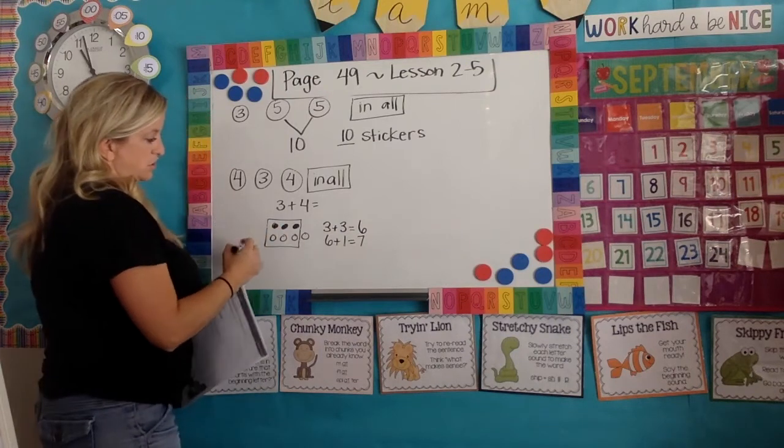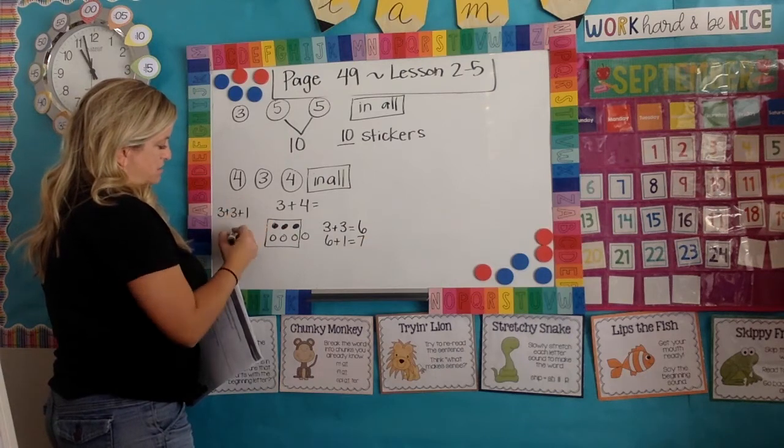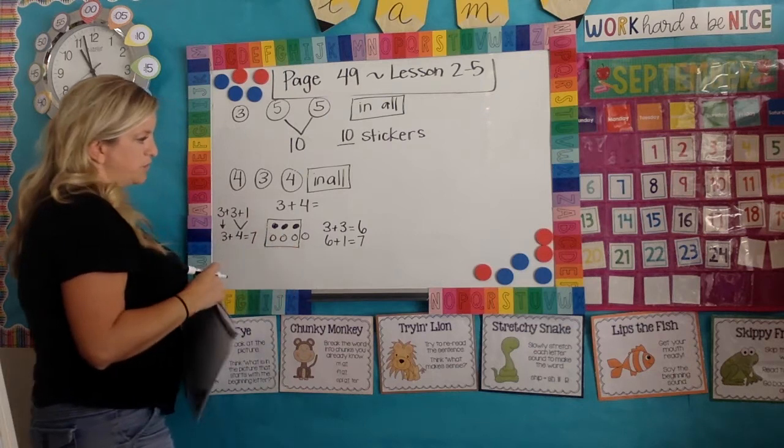I could also do 3 plus 3 plus 1. 3 plus 1 is 4. Drop this one down. 3 plus 4 equals 7. Okay, that is one way I could do it.